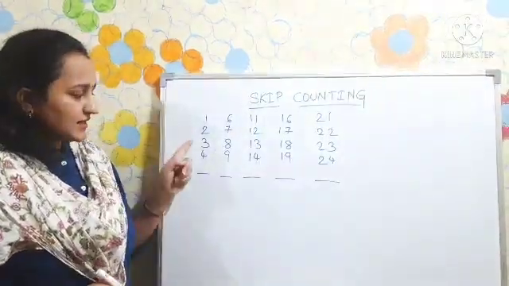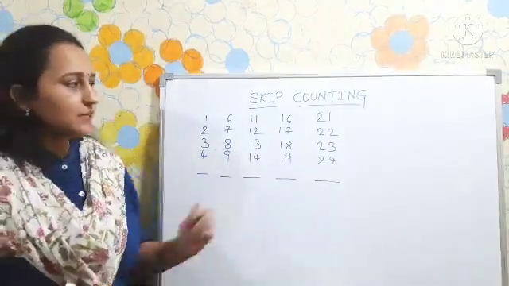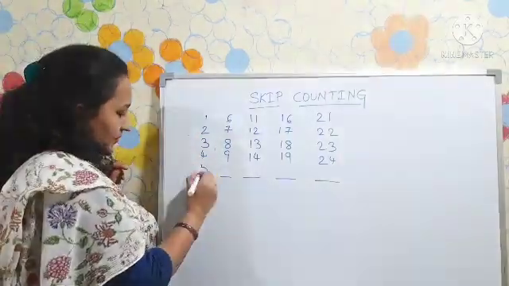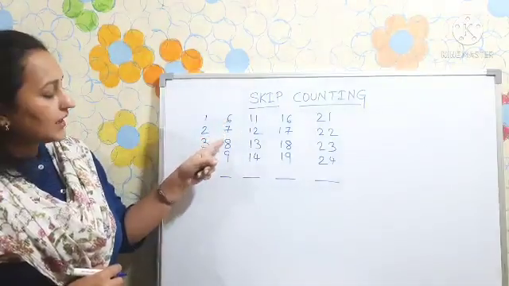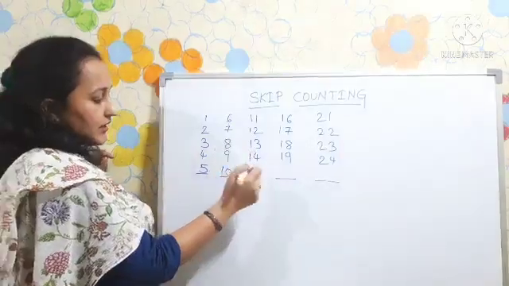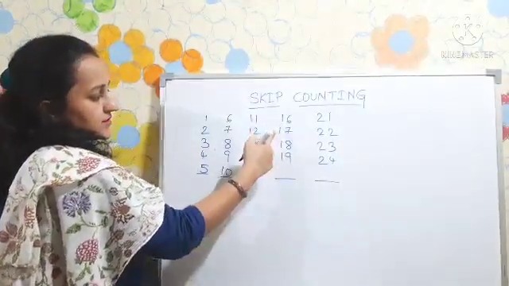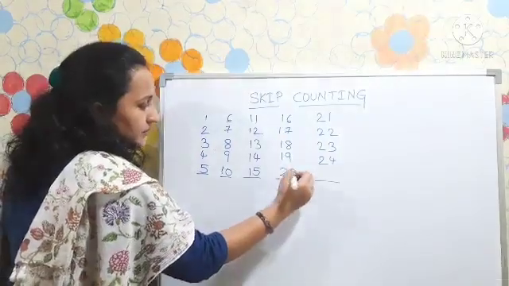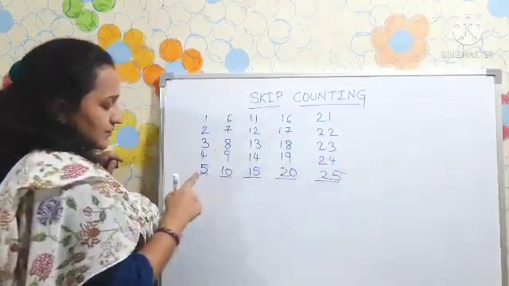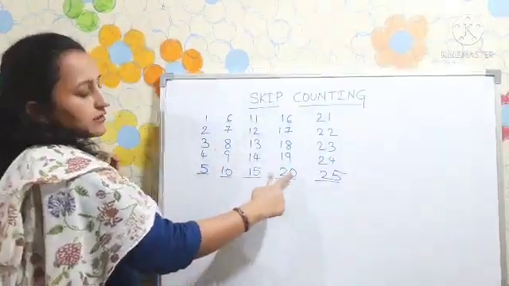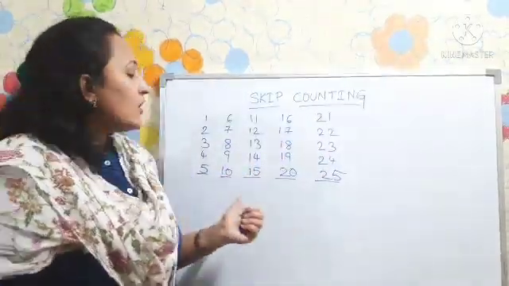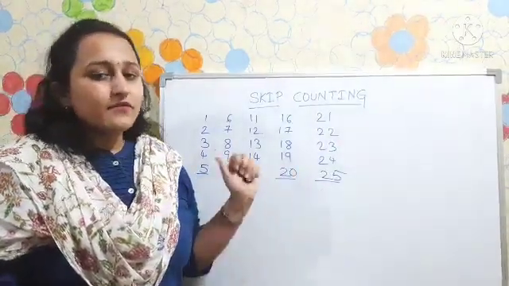Children, now see these numbers. We have skipped some numbers in between. Let us see them. 1, 2, 3, 4, 5. We skipped 5 here. 6, 7, 8, 9, after 9, 10. 11, 12, 13, 14, 15, 16, 17, 18, 19, 20, 21, 22, 23, 24, 25. So 5, 10, 15, 20, 25, 30, 35, 40, 45. All these are skipped numbers of 5.